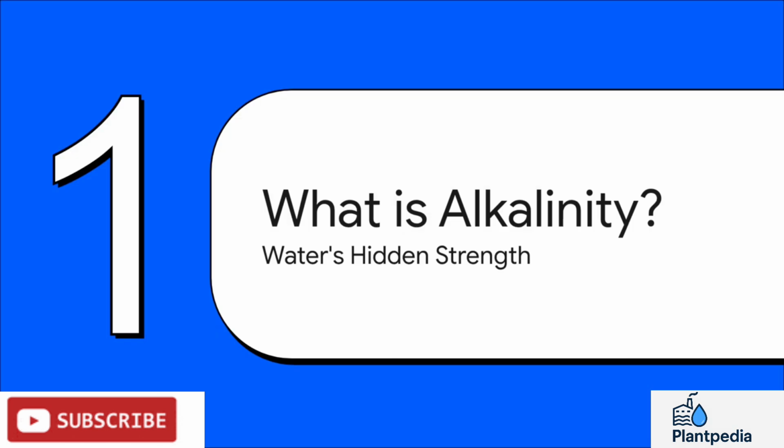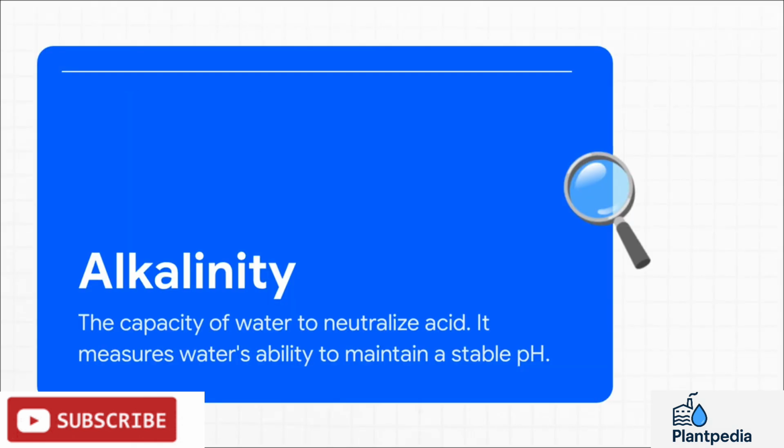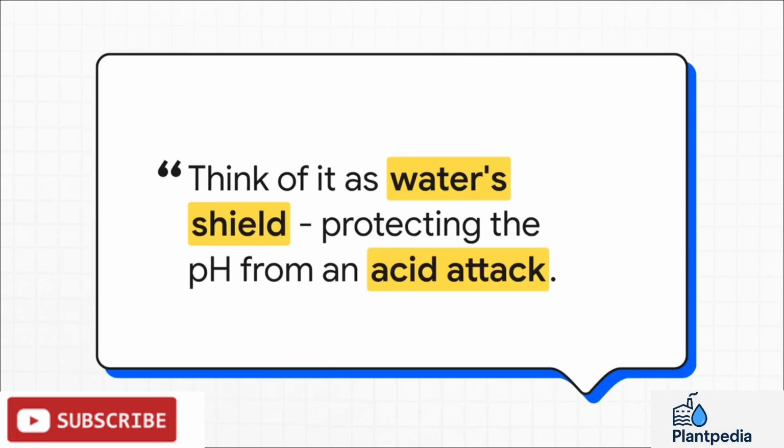So what is this hidden strength really? Let's get right to the definition and figure out what's happening on a chemical level. Okay, so technically speaking, alkalinity is just the water's ability to neutralize acid. You can think of it as a measure of its buffering power, how well it can resist a change in pH when you introduce something acidic. And this is probably the best way to visualize it. Just think of alkalinity as the water's built-in shield. It's a defense mechanism that's always there, ready to protect the pH from an acid attack. It's a simple idea, but it's incredibly powerful.